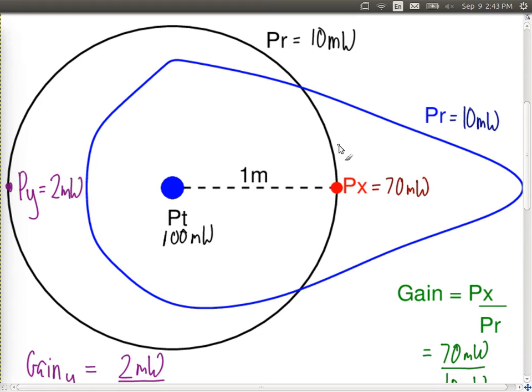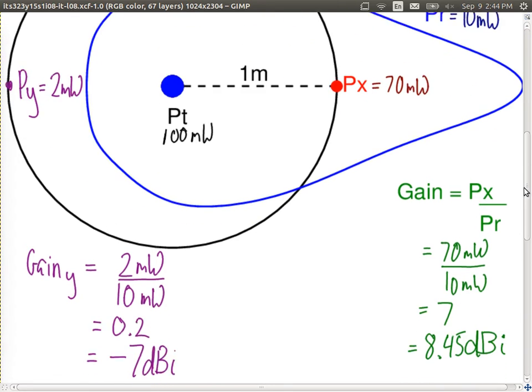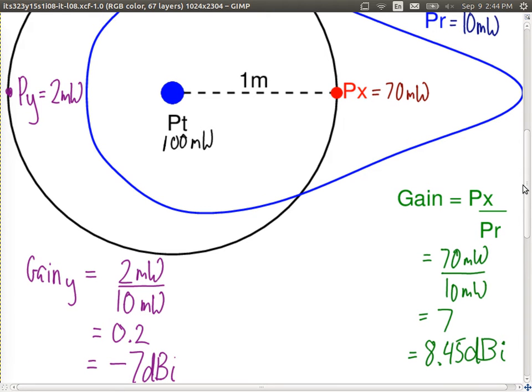And we went through an example where we looked at two different points for our blue directional antenna. This was a made-up example where we set up the red point, point X. If we used our black isotropic antenna, the signal strength received would be 10 milliwatts, anywhere on the black circle. If I use my blue directional antenna, let's say we measured the signal strength received to be 70 milliwatts. So at that one point, our directional antenna is 7 times stronger than the isotropic antenna. That gives us the gain: a gain of 7, or in dB, 8.45 dBi. That's just the conversion of logarithm times 10.